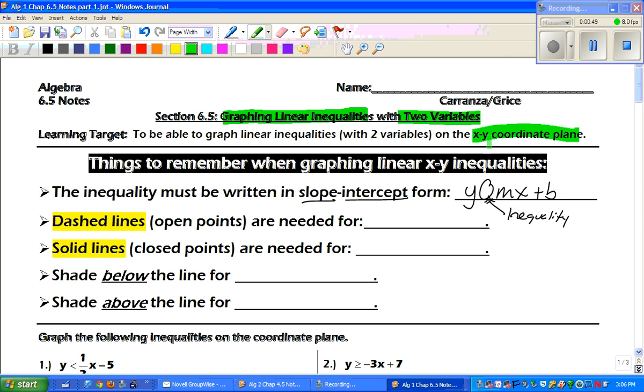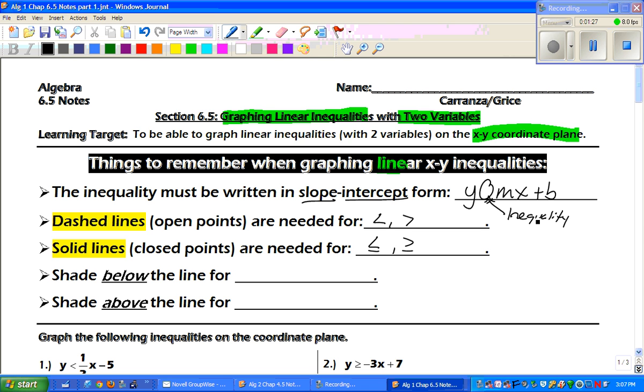So, we are going to be graphing linear inequalities. Linear inequalities looks a lot like the word line, okay? Now, we're going to have two different types of lines here. We can either have a dashed line, which are open points, okay? So open points are the less than or greater than symbol. The solid line or the closed points is the less than or equal to or greater than or equal to signs, okay? Just like the one variable inequalities that we were doing on a number line, okay?